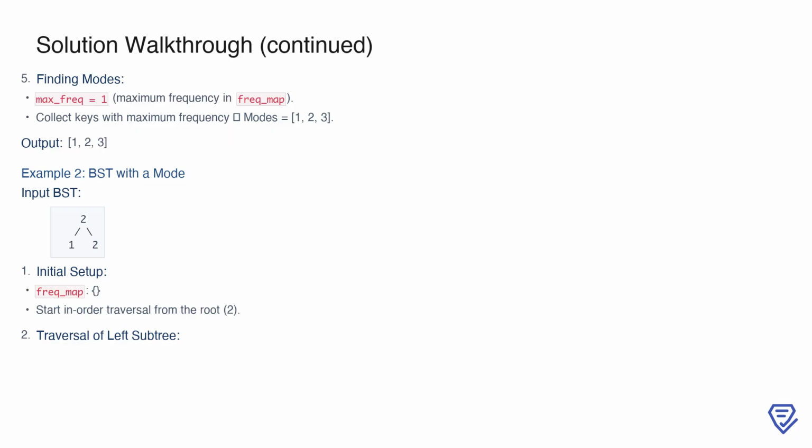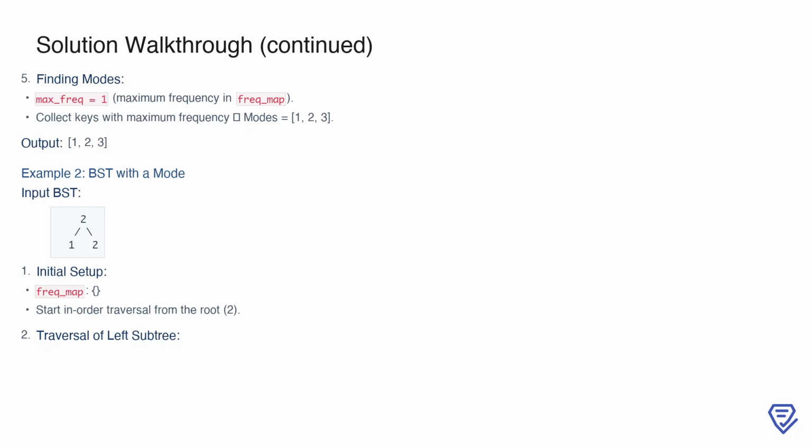After completing the traversal, the frequency map contains all the values in the BST along with their respective counts. To find the mode, we determine the maximum frequency in the map. In this example, the maximum frequency is 1, which means all values occur only once. We then collect all the keys with this maximum frequency, resulting in the modes 1, 2, 3.